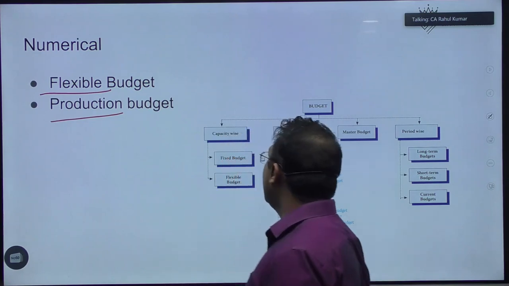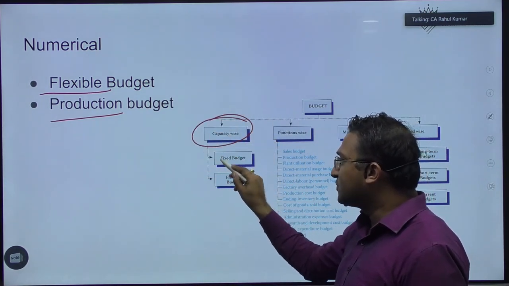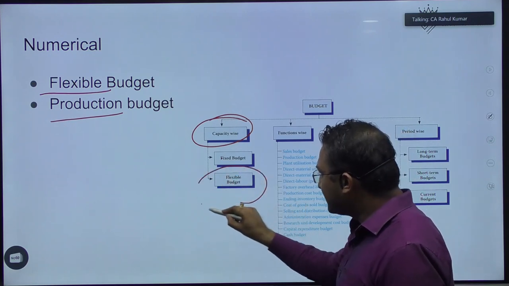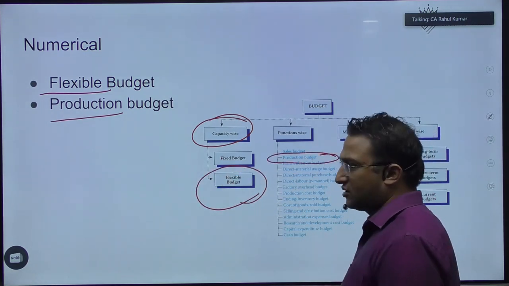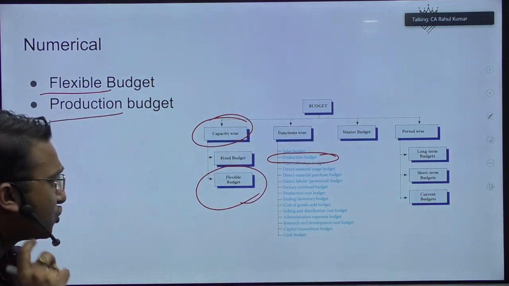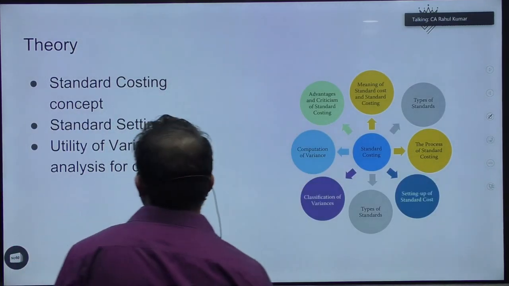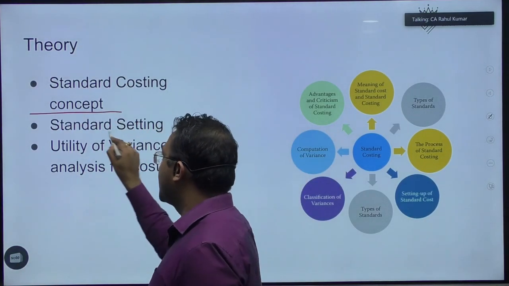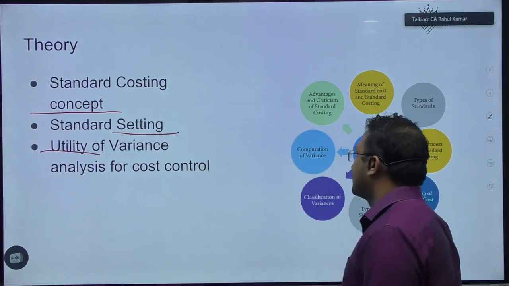Okay, so we can divide the budget into capacity-wise, like fixed budget and flexible budget. So they're asking the flexible budget, and that too regarding the production budget mostly, right? So this is something which you should know. Then standard costing. In the standard costing, you should know the concept, how to set the standards. Then what is the benefit of variance analysis, right?